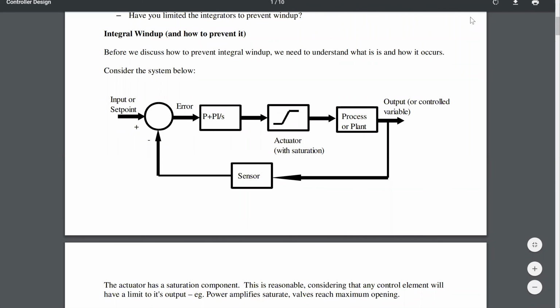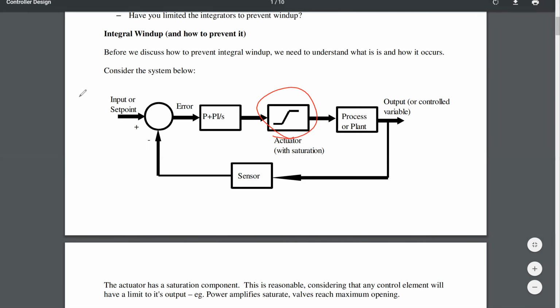Hi everyone. In this video we're talking about integral windup and how to avoid it. It becomes noticeable in systems where there is a saturation block. So this is either a valve limit, an amplifier limit, something like that. In reality, systems do have these. So integral windup is something you will see if you don't take precautions.